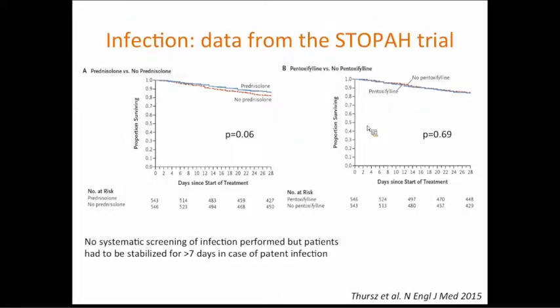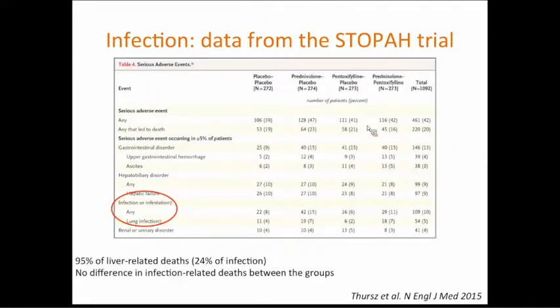Same data from the STOPAH trial, high incidence of infection if the systematic screening is applied. Patients had to be stabilized for at least 7 days in case of patent infection, and as you can see, it seemed that patients treated with prednisolone were more likely to develop infection, but also to die from infection. But again, my feeling is that if some patients had asymptomatic infection and received prednisolone, it's bad news. So I don't know to which extent the systematic screening may have avoided such an evolution. But again, to me, infection screening is mandatory.